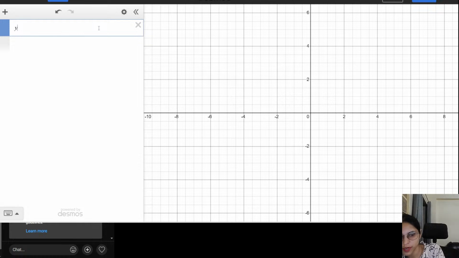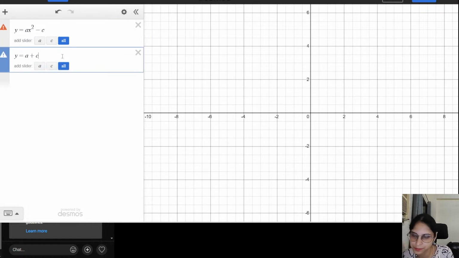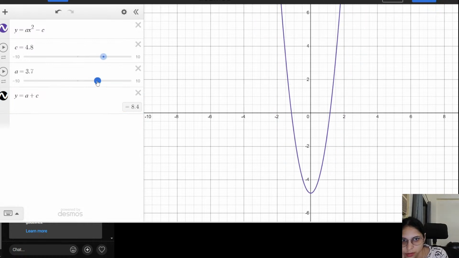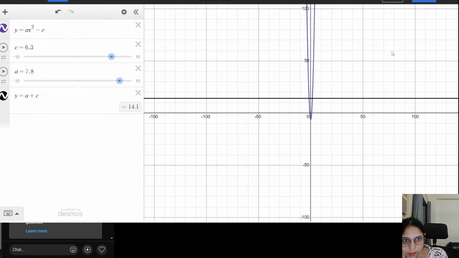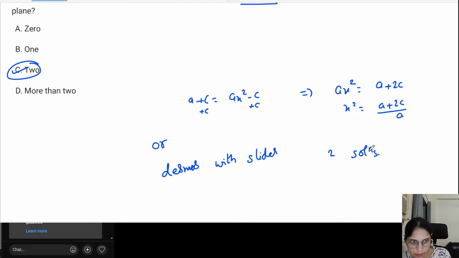Let's see how we can do this in Desmos. y is equal to ax squared minus c. y is equal to a plus c. Getting two different solutions, and a and c are positive constants, so you can keep changing them. You're always getting two solutions. So the slider method is also useful here. From there also you will see two solutions all the time when a and c are positive.